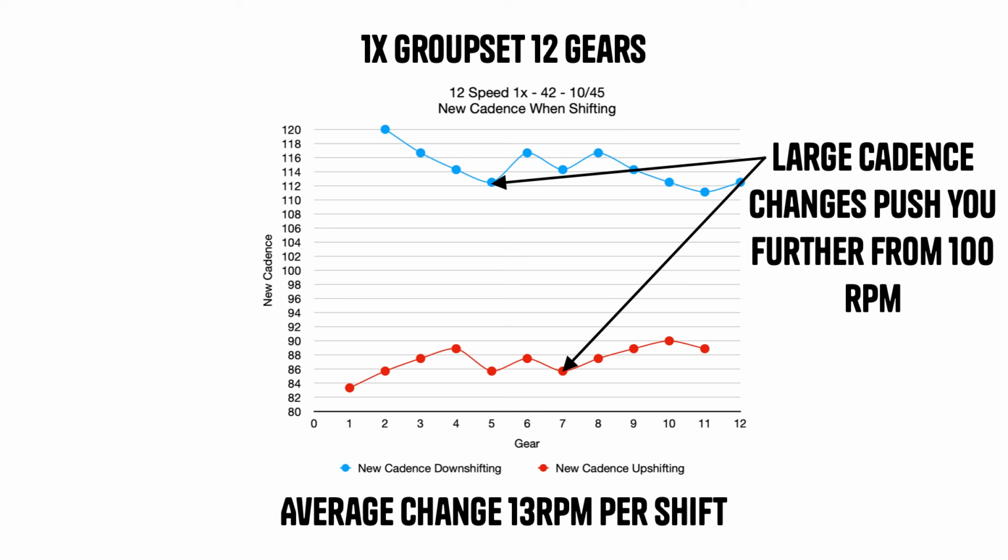For a 1x group set, you can see that the cadence changes are much larger. On average, each shift will change your cadence by about 13 RPM with a peak of 17 RPM. This means that if you move up to 106 and shift, you could end up at an 89 RPM, which is further away than when you started. This can cause a feeling of being in between gears, and for most is pretty uncomfortable.